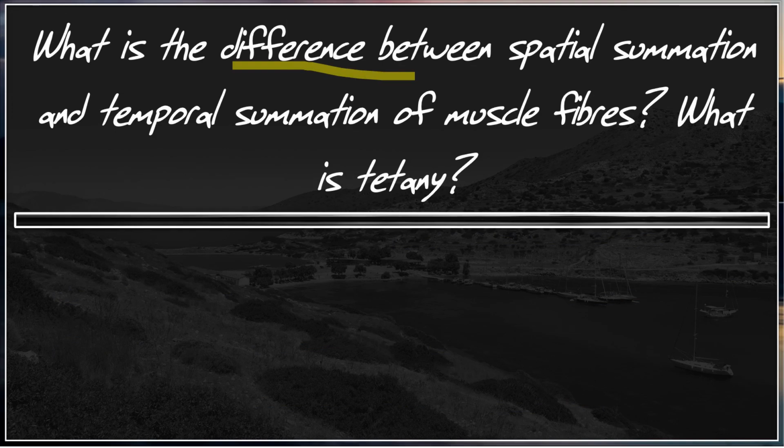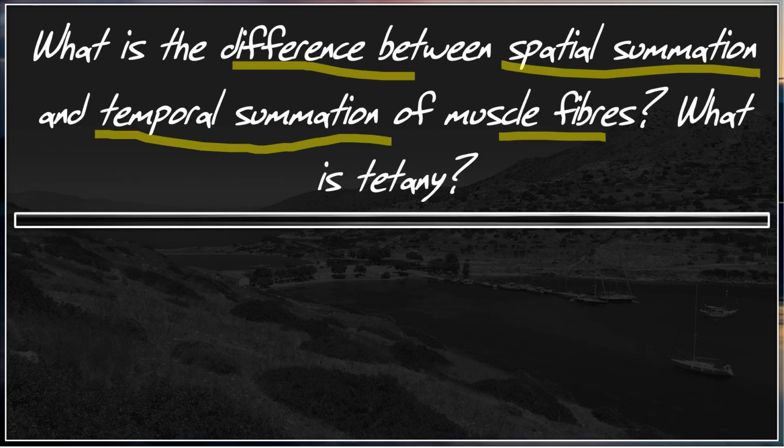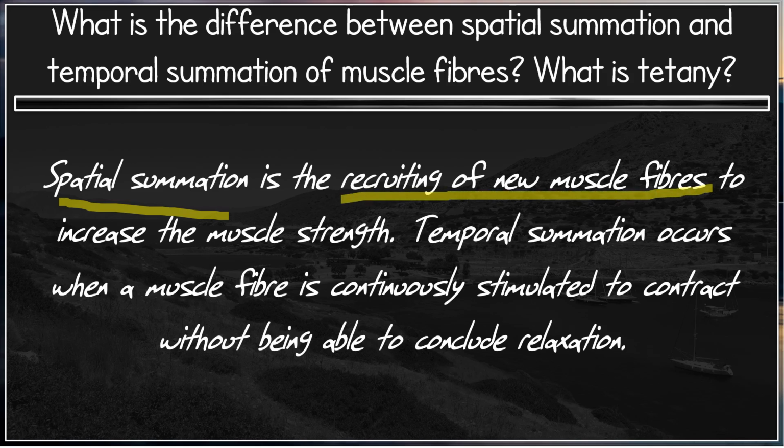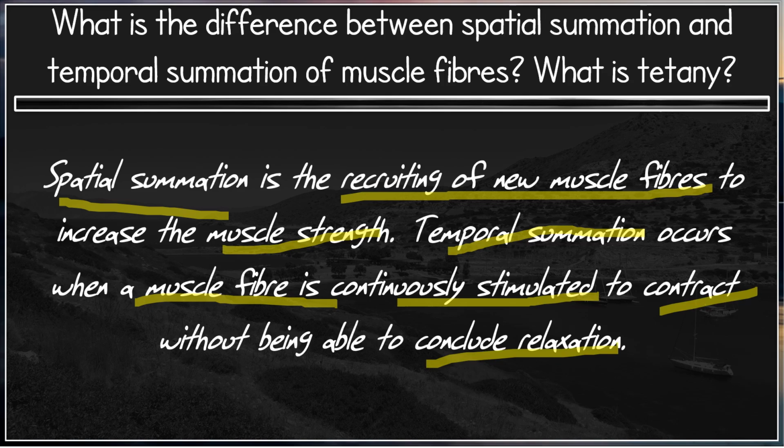What is the difference between spatial summation and temporal summation of muscle fibers? What is tetanus? Spatial summation is the recruiting of new muscle fibers to increase the muscle strength. Temporal summation occurs when a muscle fiber is continuously stimulated to contract without being able to conclude relaxation.